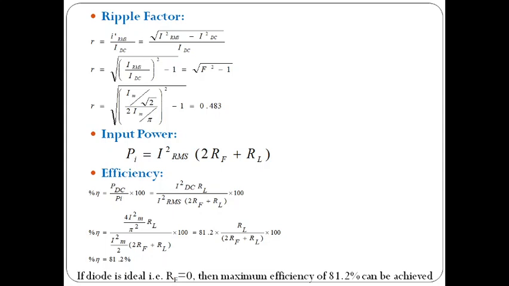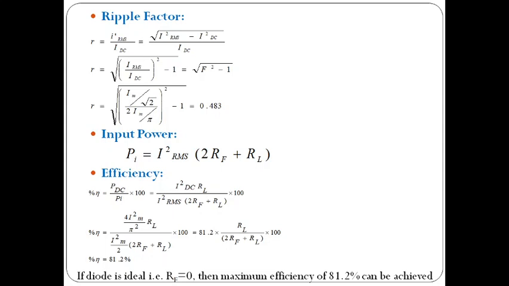And ripple factor is nothing but I dash RMS by I DC. It is nothing but the RMS value of the AC component to the pulsating DC current. So by substituting all the values, you will get ripple factor equals 0.483. Why? Because it is also a full wave rectifier, so we are getting two cycles in the output. It is similar to our center tapped rectifier only.